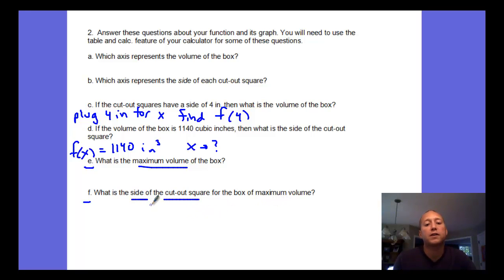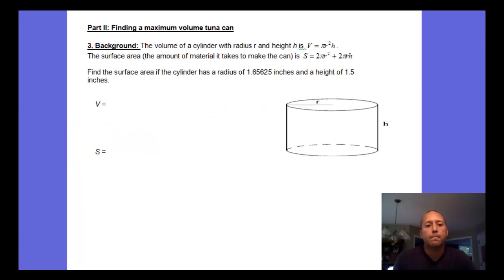So this is actually finding the x value for the maximum volume. And so for E, you're actually finding V, and then for F, you're actually finding X, different parts. Now the next part about your project is a little more complicated.